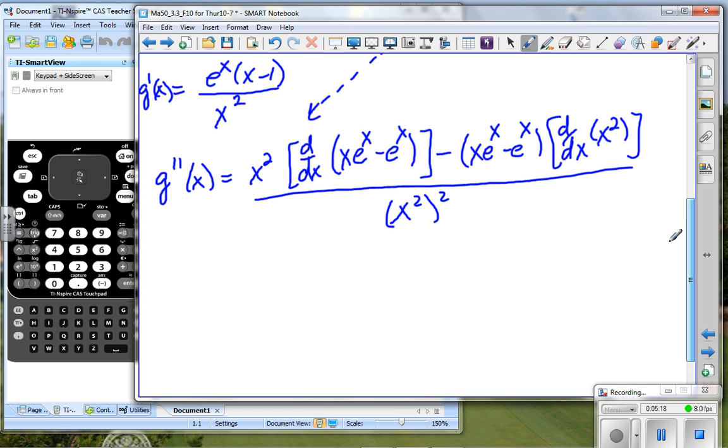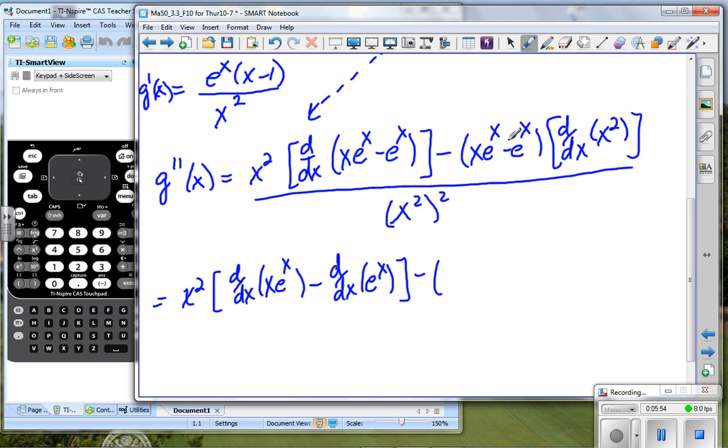Now this is going to get to be rather interesting here, so let's just keep our eye on what we're doing. Here we show the derivatives. So now we've got x squared times, now when I get into this situation, I really have the derivative of this product. As I said, we still have a product here. So we've got now the derivative with respect to x of x e to the x minus the derivative with respect to x of e to the x.